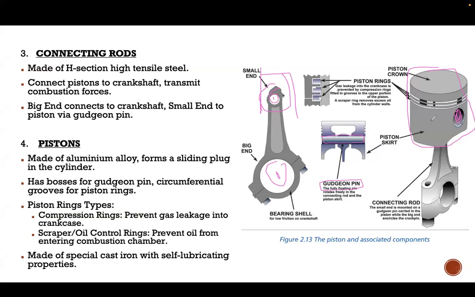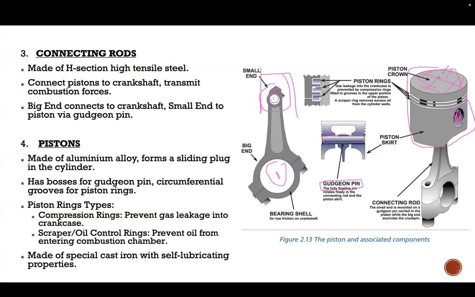If you see underneath your piston, it's called the gudgeon pin. So this is going to be connected, and you can convert the vertical motion of your piston into the rotary motion of your crankshaft. Now the topmost part, that is this shaded part of your piston, is called the piston crown.